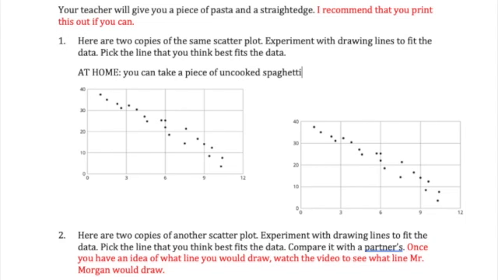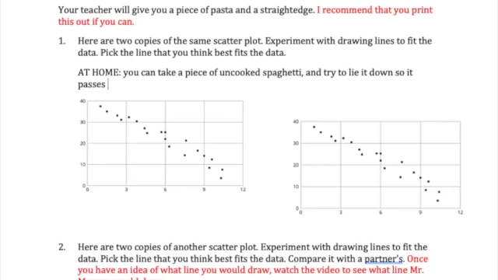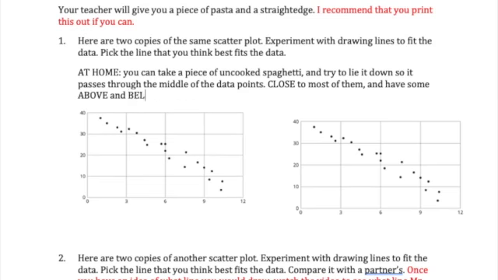Take a piece of uncooked spaghetti and try to lay it down so it passes through the middle of the data points. You want to be close to most of them and have some above and below, and about the same number above and below.